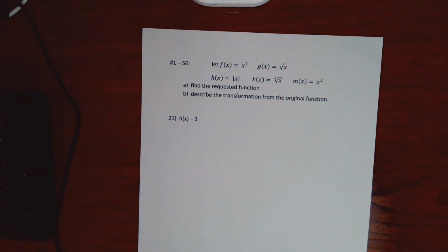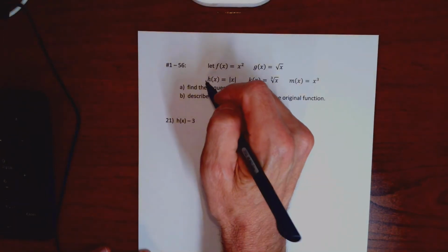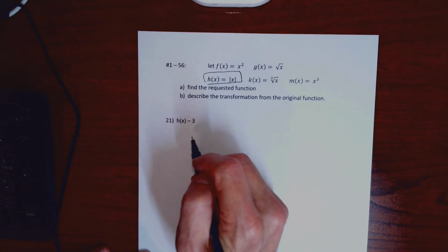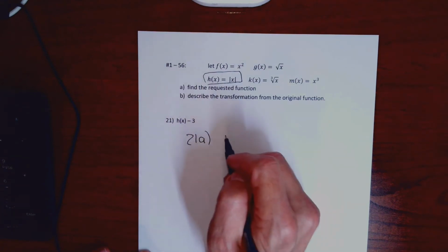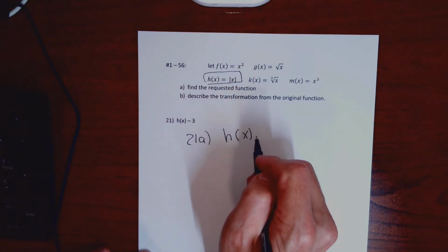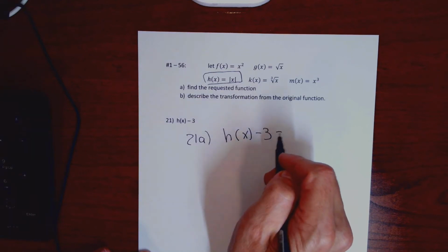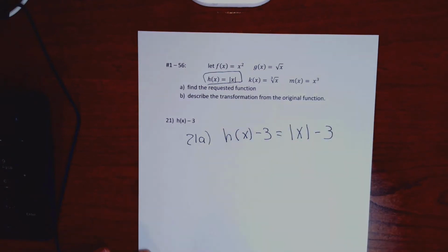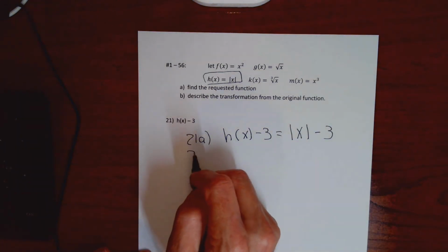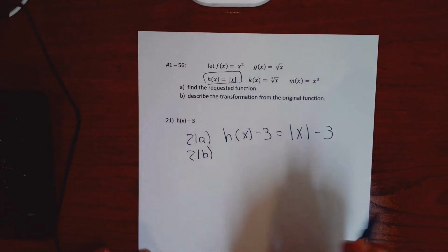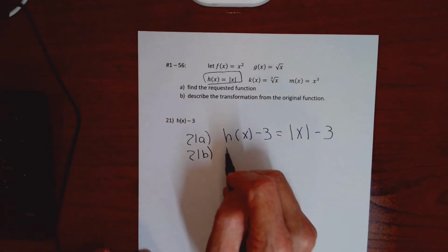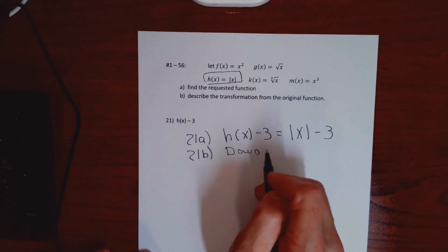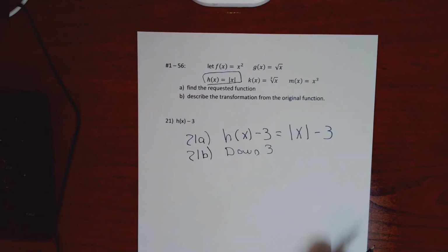So, next function, I don't know why I didn't put 21 and 22 on the same page. Let's just do 21. 21 is calling out the absolute value function. For 21a, I'm going to find h of x minus 3. The h of x function is the absolute value function. Because the minus isn't in a parentheses, it goes after the function. And after the function, plus is up, minus is down. So this would take the whole graph and move it down 3 units.